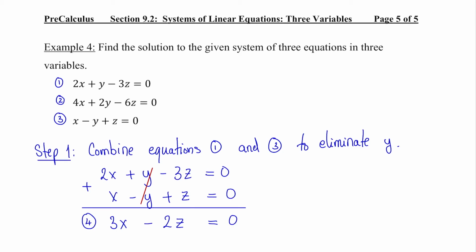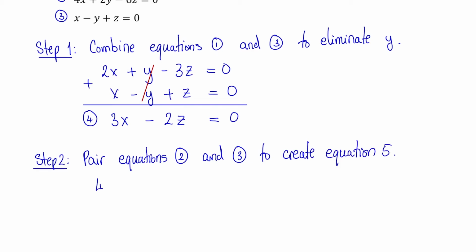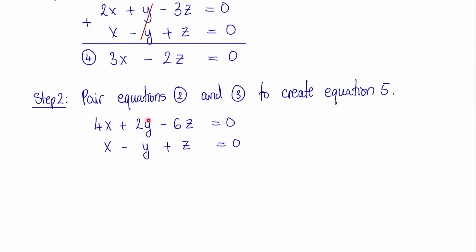Next, I have to create equation 5 in terms of x and z. I have used equations 1 and 3 for equation 4. So for equation 5, I can either use a combination of 1 and 2 or 2 and 3. I think I am going to use 2 and 3. So remember, we need to eliminate y because we want our fifth equation in terms of x and z.